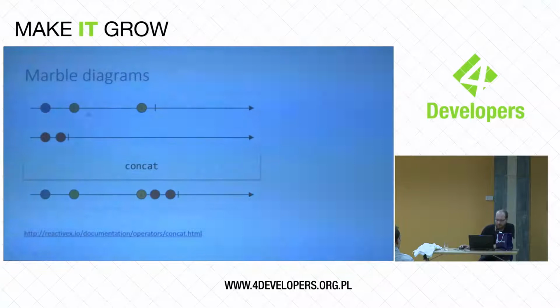This is an example for a concat method. So the top two axes represent two observable sequences, and you can think of them as timelines also. The first sequence has 3 elements, and then it completes. And the second sequence has just 2 elements and completes pretty fast.